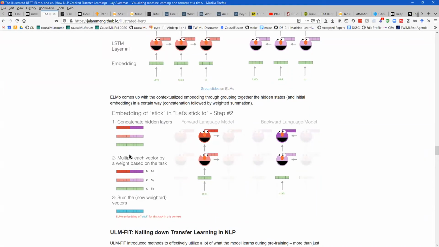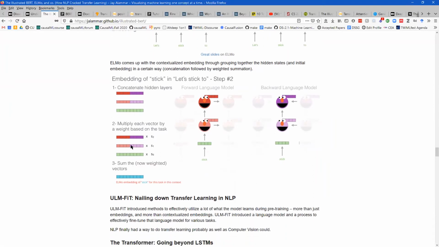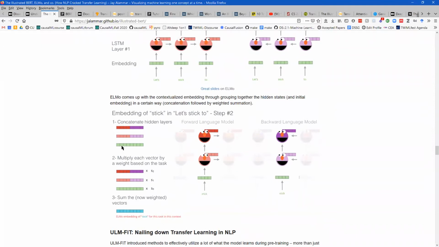And then the last, so this is what Gautam is saying, you're making use of both the forward and backward contextual embeddings from both the forward and the backward models. But then this second step here, we're going to multiply each vector by a weight based on the task. And these are the original word embeddings that you inherit from word2vec or GloVe, the green. Is that what you understand the green to be, Gautam? Yep, that's what it is.